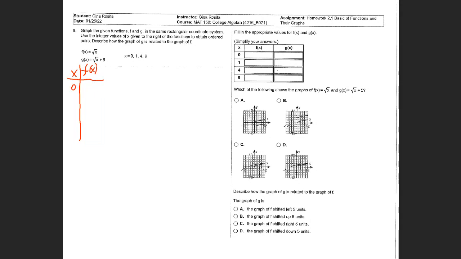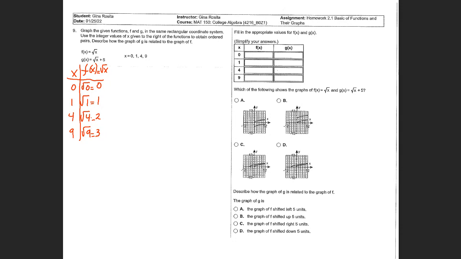The x is 0, 1, 4, 9. This is square root x. So square root 0 is 0. Square root 1 is 1. Square root 4 is 2. Square root 9 is 3. So the coordinates are 0, 0, 1, 1, 4, 2, 9, 3.